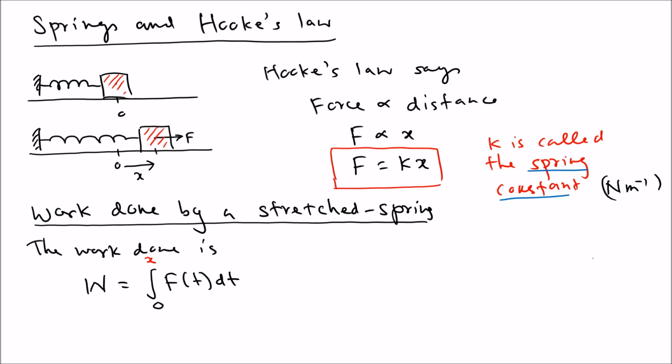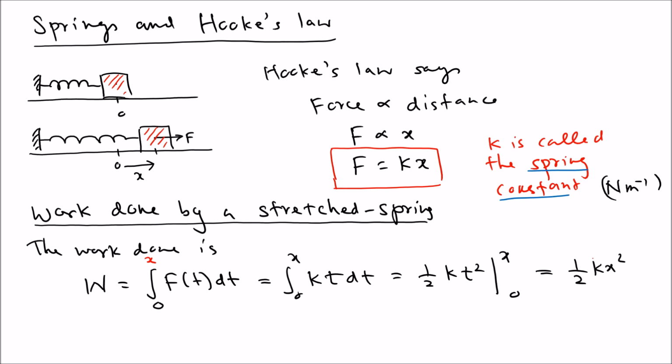I just use a different variable because I can use x in, out, and in. Otherwise there's nothing different here. So now let's plug it in. This is 0 to x. F(t) is given by Hooke's law, which is kt, so that means kt dt. If we integrate, you get half k t squared between x and 0, and if you simplify, you get half k x squared.